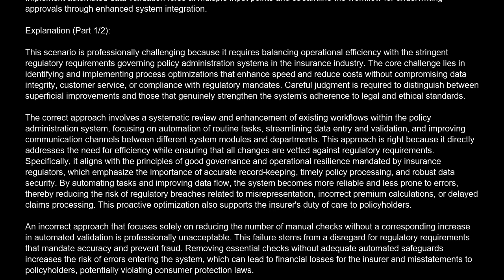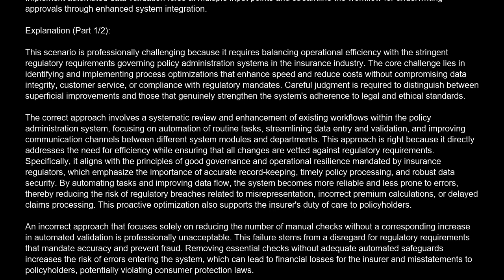An incorrect approach that focuses solely on reducing the number of manual checks without a corresponding increase in automated validation is professionally unacceptable. This failure stems from a disregard for regulatory requirements that mandate accuracy and prevent fraud. Removing essential checks without adequate automated safeguards increases the risk of errors entering the system, which can lead to financial losses for the insurer and misstatements to policyholders, potentially violating consumer protection laws.